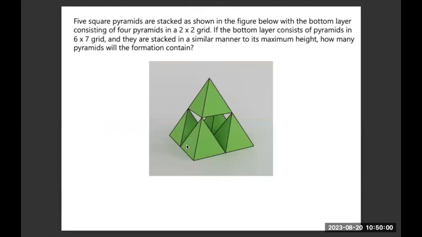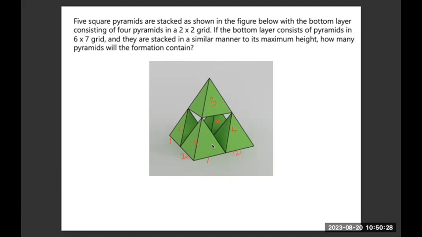So here you are given 5 square pyramids stacked the way they are shown in a 2 by 2 grid. This is a 2 by 2 grid, which is given. And in that 2 by 2 grid, there is 1, 2, 3, 4, and then 5. There are 5 stacks kept here in the 2 by 2 grid.